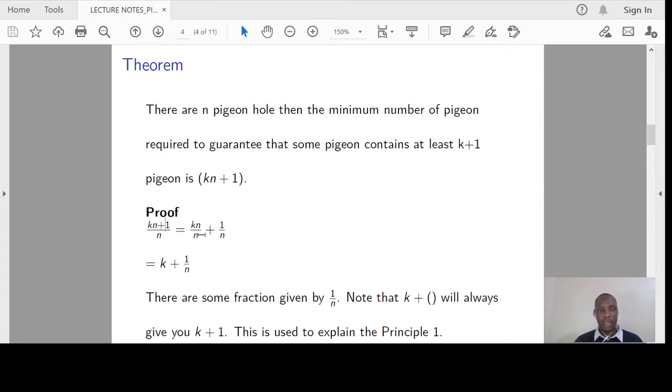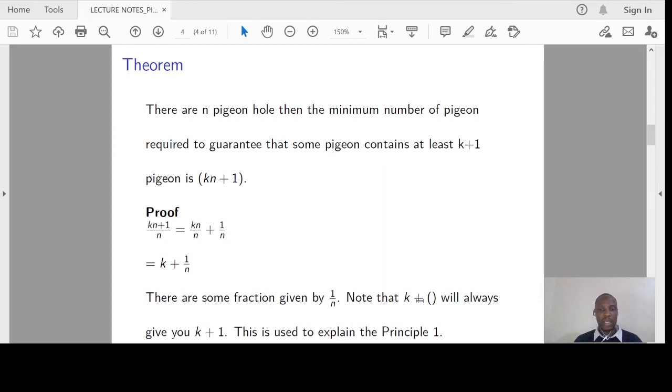So it will be kn divided by n plus 1 over n. If you cancel this n and this, you remain with k plus the second term here, which will be a fraction, that is 1 over n. This means that there is some fraction given by 1 over n, because now k is a whole number and we are adding another fraction here, which is 1 over n.